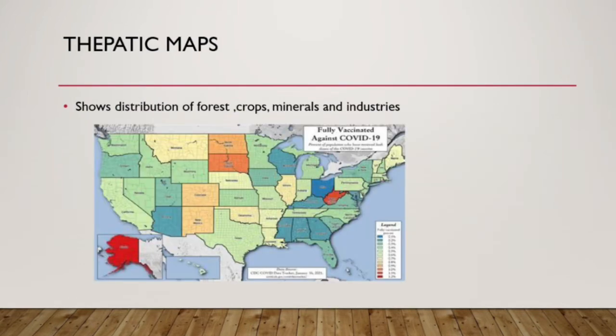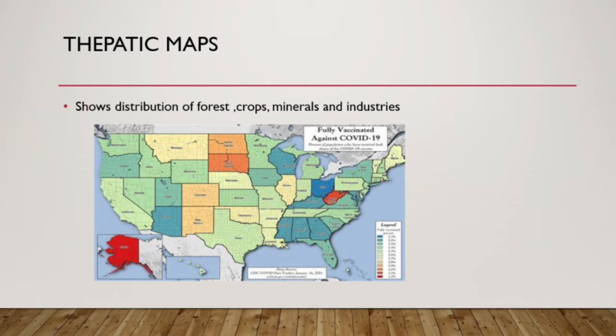And also students, we have thematic map, shows distribution of forests, crops, minerals and industry. So this map always shows where industries are available, where you can get the minerals. Examples of minerals are gold, copper, and also crops like coffee, where coffee is grown in the country, where tea is grown, and forests, for example, Amazon forest, where you can find the Amazon forest. So this map is the one which shows all of these things.